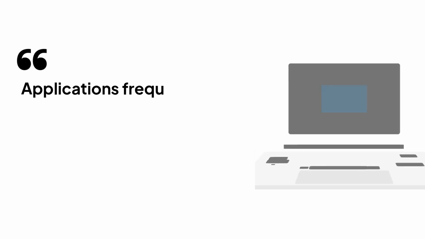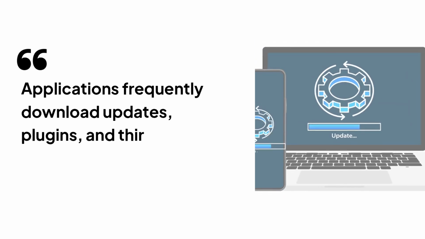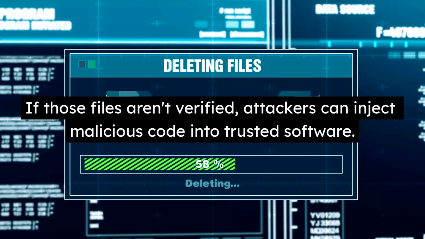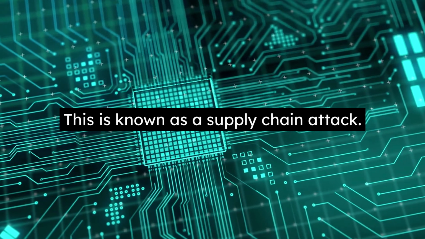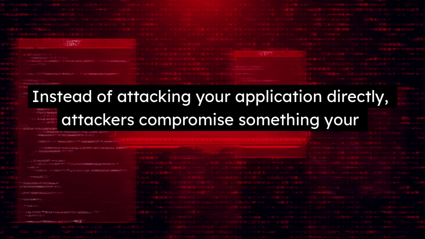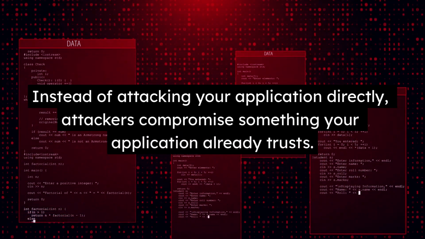8. Software and data integrity failures. Applications frequently download updates, plugins, and third-party packages. If those files aren't verified, attackers can inject malicious code into trusted software. This is known as a supply chain attack. Instead of attacking your application directly, attackers compromise something your application already trusts.